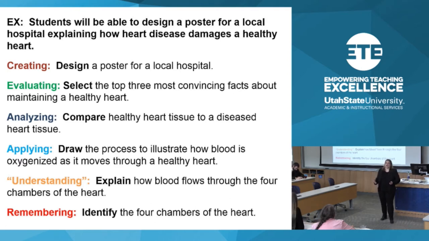Students will be able to design a poster for a local hospital explaining how heart disease damages a healthy heart. So you can see they can start at the bottom by just identifying the chambers. They can explain how blood flows. They can draw the process. They can compare healthy tissue to diseased tissue. They can select the top three most convincing facts about it, and they can design a poster. And it's just an example. All right, I'm going to leave that example up while you do this for your class. Try to go through all six levels of Bloom's taxonomy for your lesson, okay?